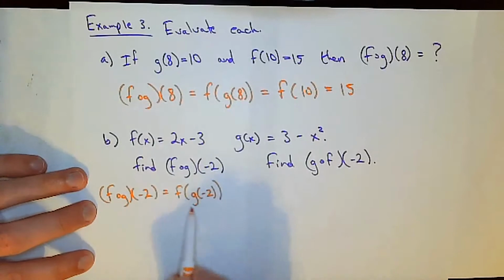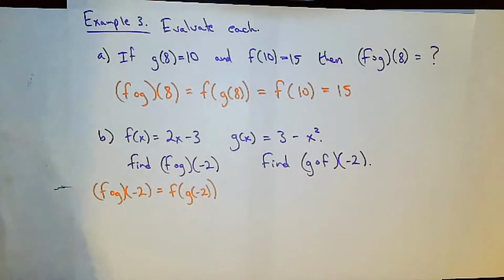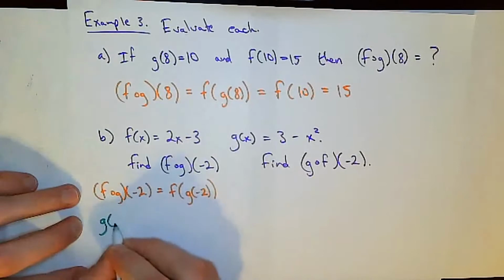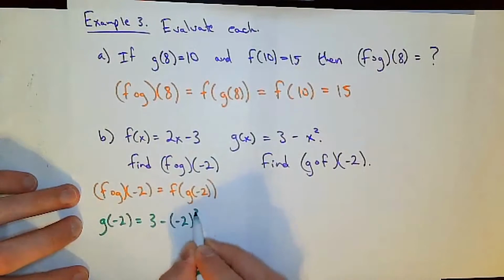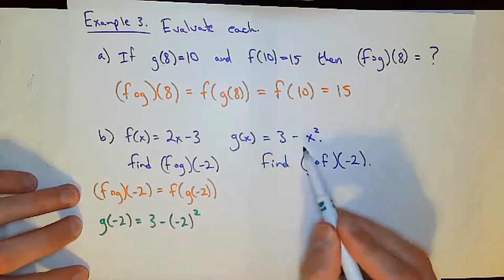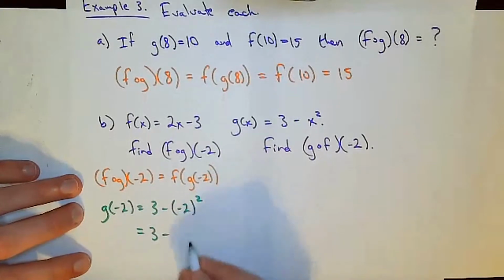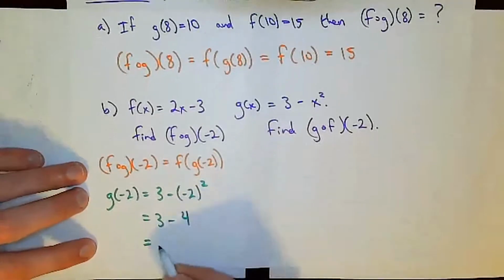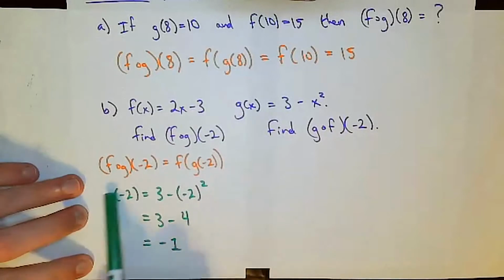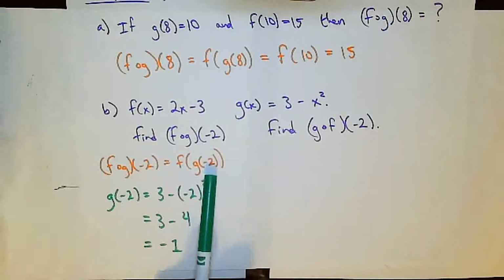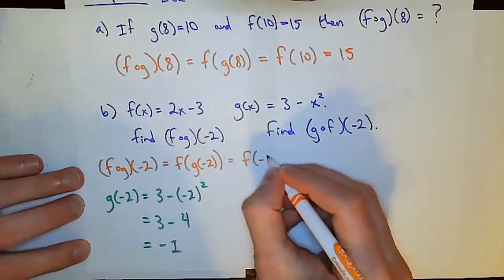So I'm going to figure out what g of -2 is. Off on the side, g of -2 is the same as 3 minus -2 squared, just evaluating g at -2. That's 3 minus 4, and that's giving me a -1. So g of -2 is equal to -1. That goes in right there. So this is now equal to f of -1.